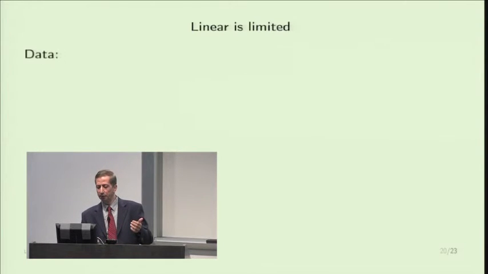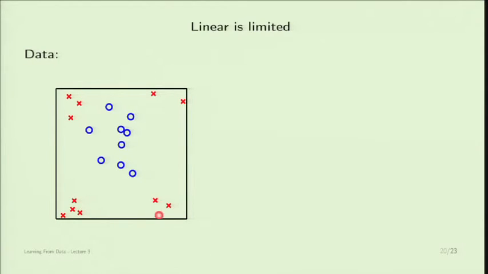Could be, for example, something that looks like this. Okay? So you want to classify these as plus ones and these as minus ones. Let's take the classification paradigm here. Now, I can put the line anywhere, and obviously I'm in trouble because this is not linearly separable even by a long shot. Okay?